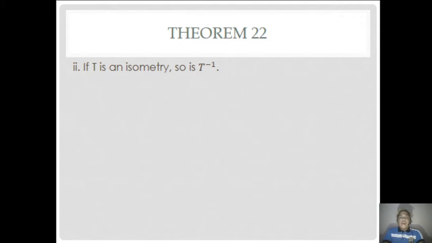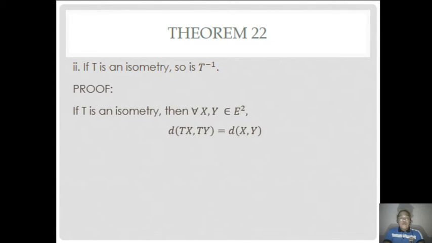Now let's have the second stipulation. If T is an isometry, so is the inverse of T. Here's the proof. If T is an isometry, then for all x and y elements of the Euclidean plane, it holds that the distance of the ordered pair containing Tx and Ty is equal to the distance of the ordered pair containing x and y.